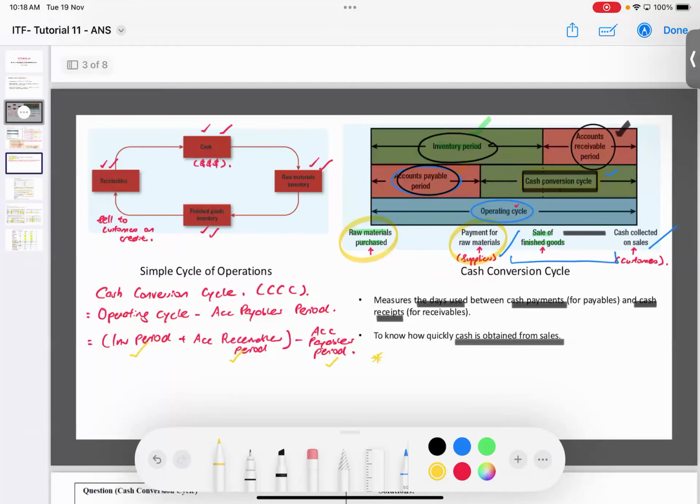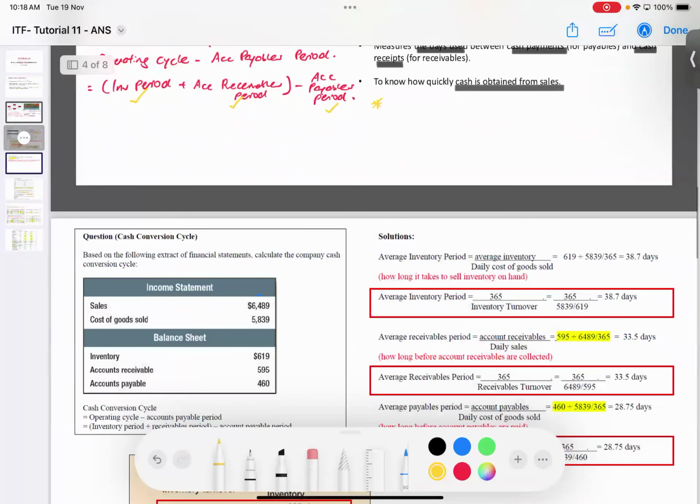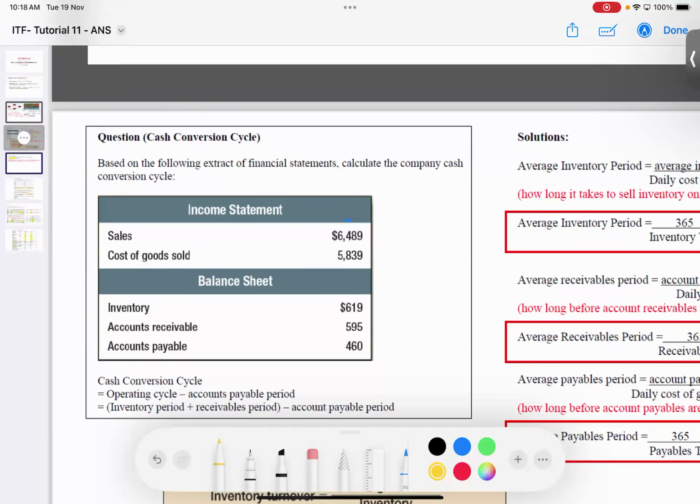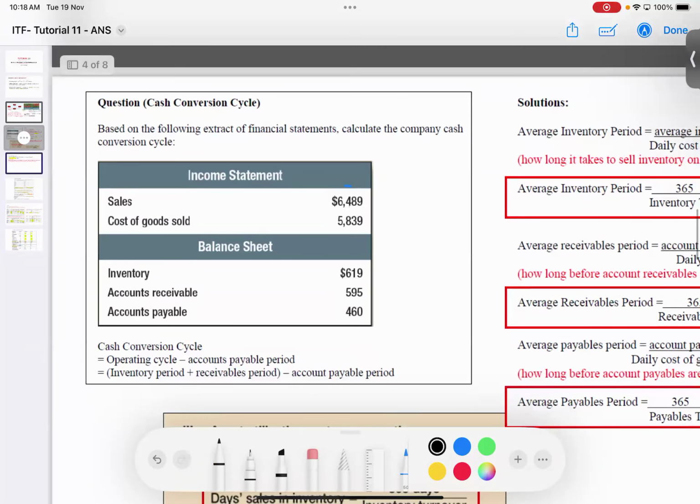Now in your tutorial, you only have two questions for today's class. So let's have a look at the second question first. You have this income statement and balance sheet with some of the components. First of all, they're asking you to calculate the cash conversion cycle. So you will need the information on inventory period, receivable period, and accounts payable period. Let's calculate the inventory period first.